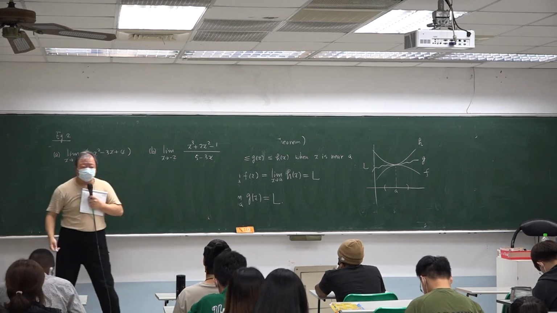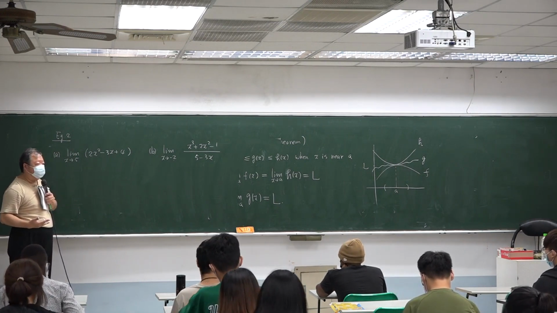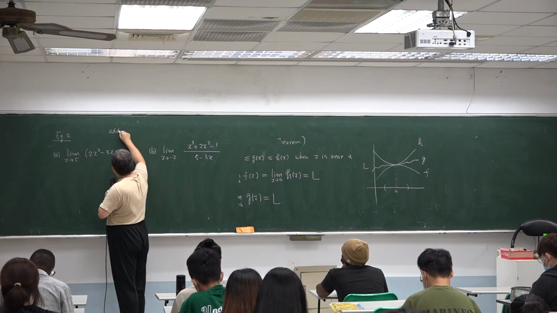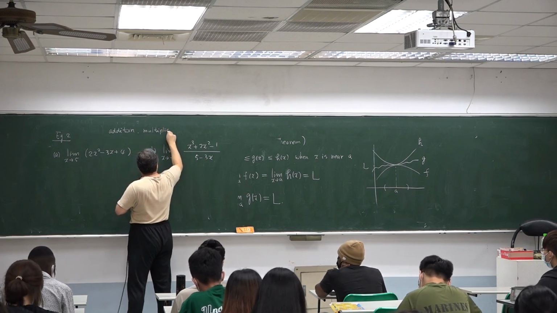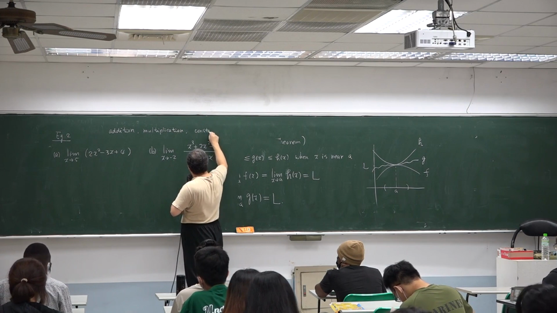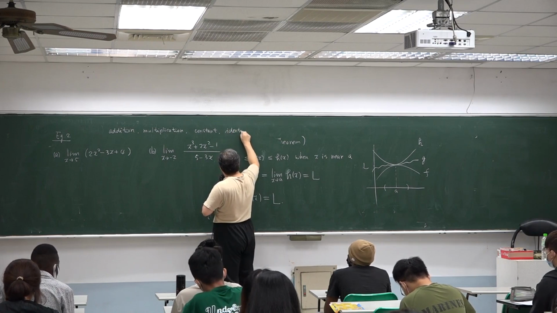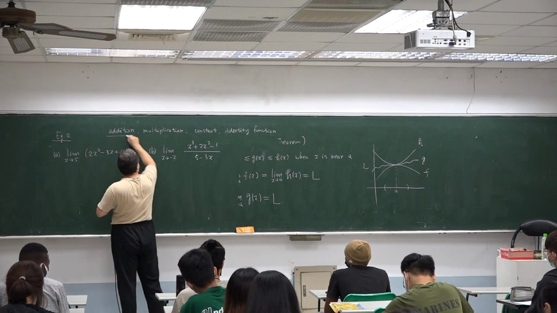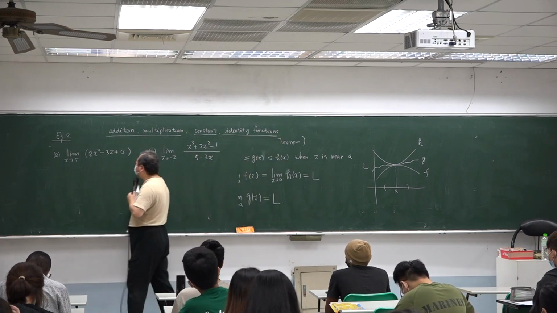This function is a polynomial function. A polynomial function can always be obtained by finitely many steps of addition and multiplication of constant functions and identity functions. So these two operations, and constant functions and the identity function.